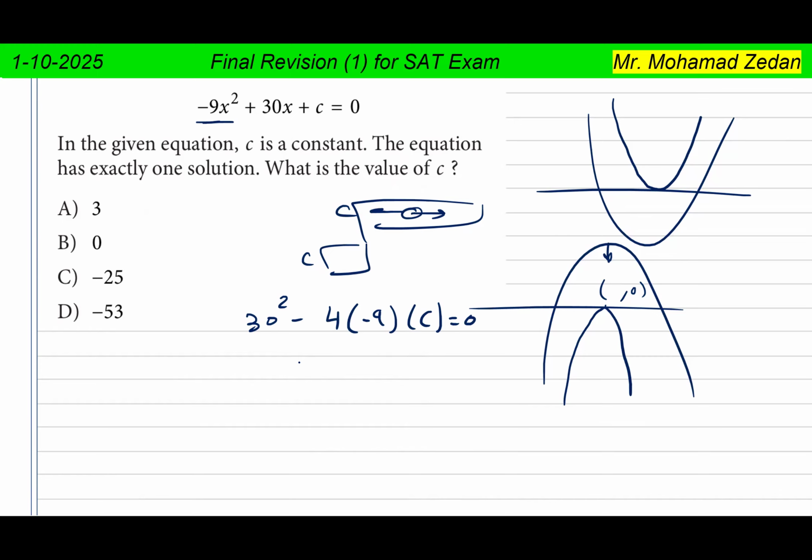So 36c is equal to negative 900. So c is negative 900 divided by, sorry, this is 36. 4 times 9, 36. So c is negative 900 over 36. You will get the value negative 25. Okay? So you have two options to solve such questions: by Desmos or by algebraic solution, using the sign of the discriminant b squared minus 4ac.